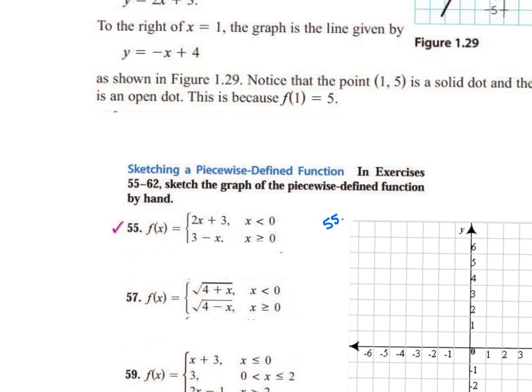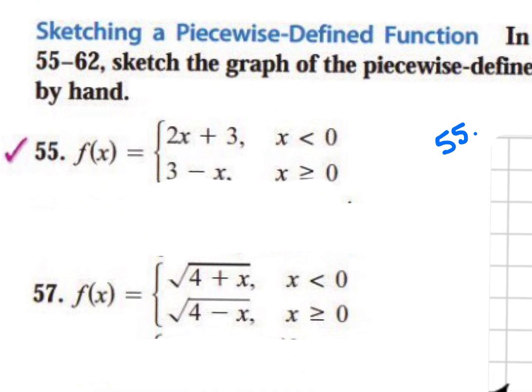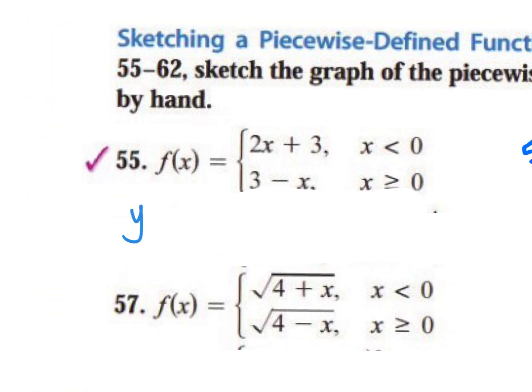I'm going to do 55, 59, then 57. So let's look at 55 first. First of all, f of x is a fancy way of saying y, okay? So I'm going to write down the two equations. I have y equals 2x plus 3. And I'm going to change colors and say y equals negative x plus 3. Am I allowed to change the order like that?